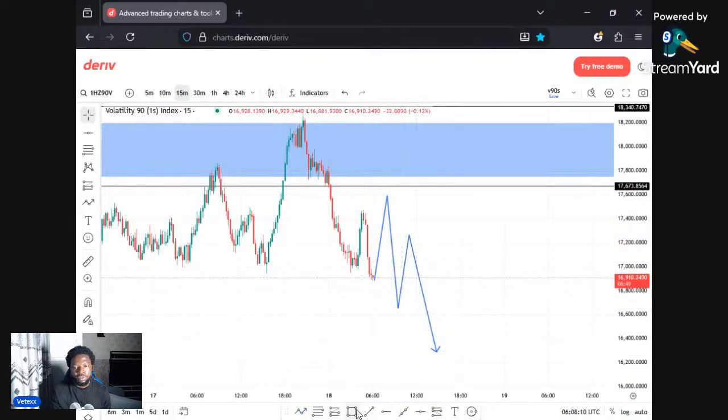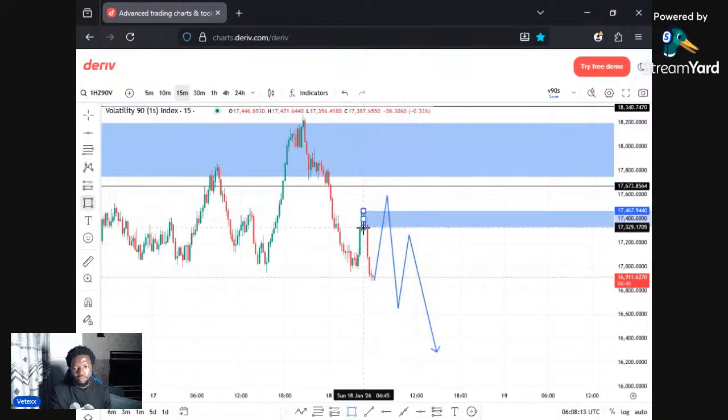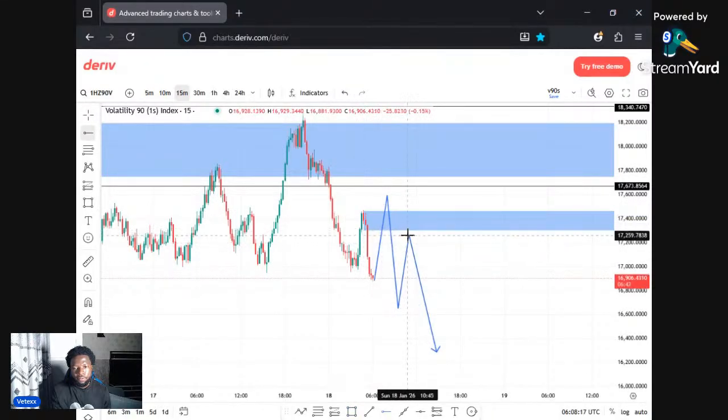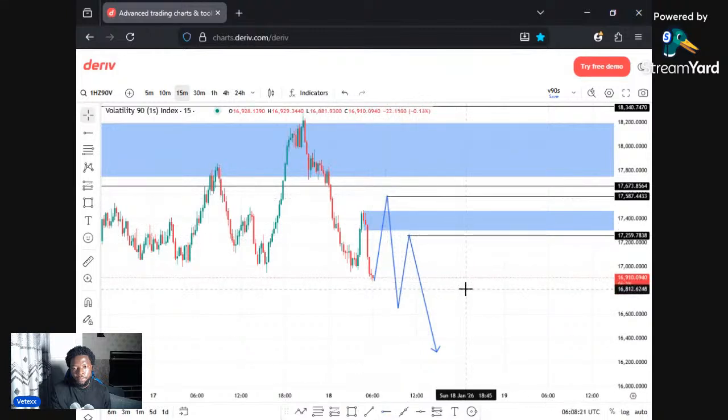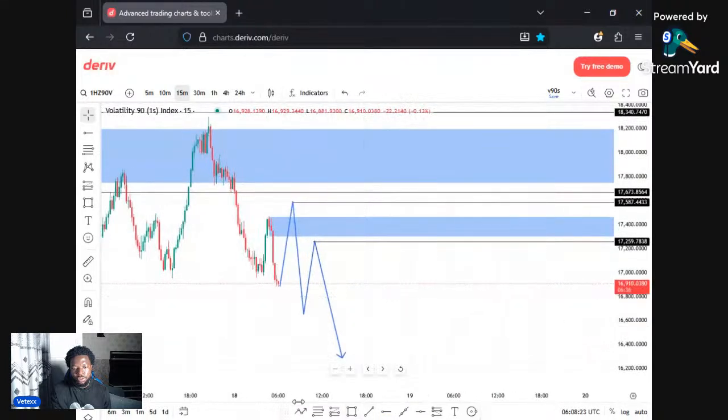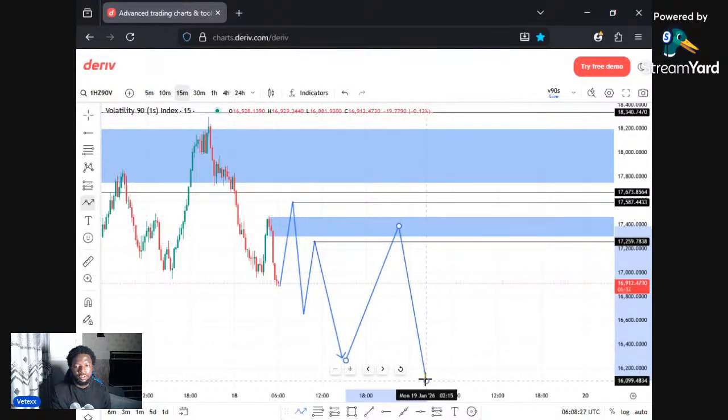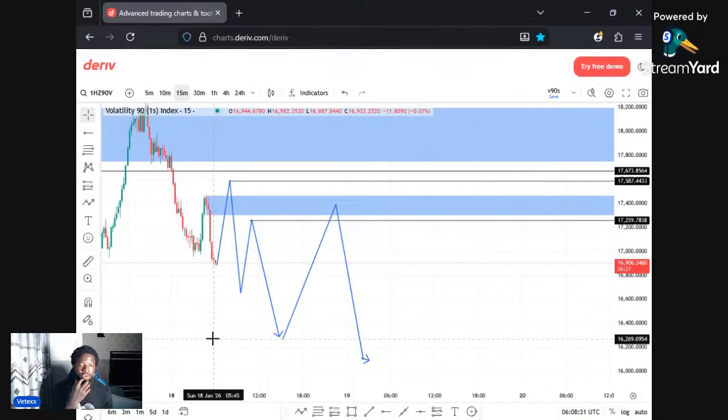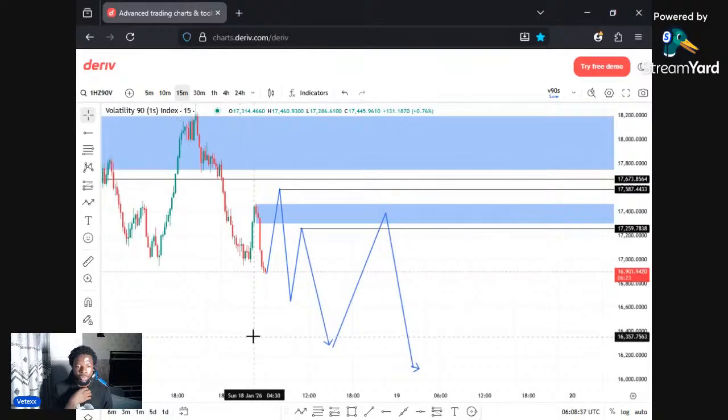So we'll have this. Then wait for price to come into this zone and then sell. But it hasn't done that yet. So this is what you're anticipating. If it gives us what we are looking for, we'll take it. If it doesn't, we'll keep waiting until it gives us what we are looking for.